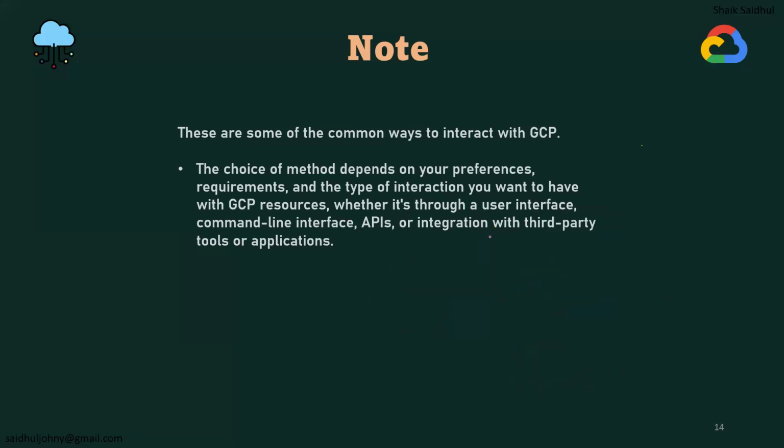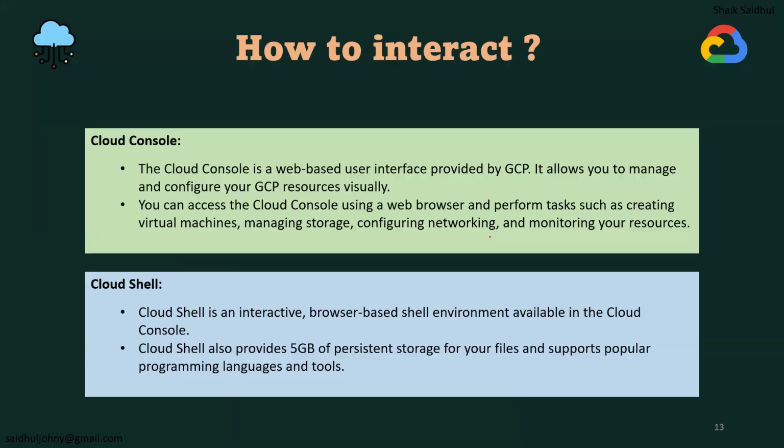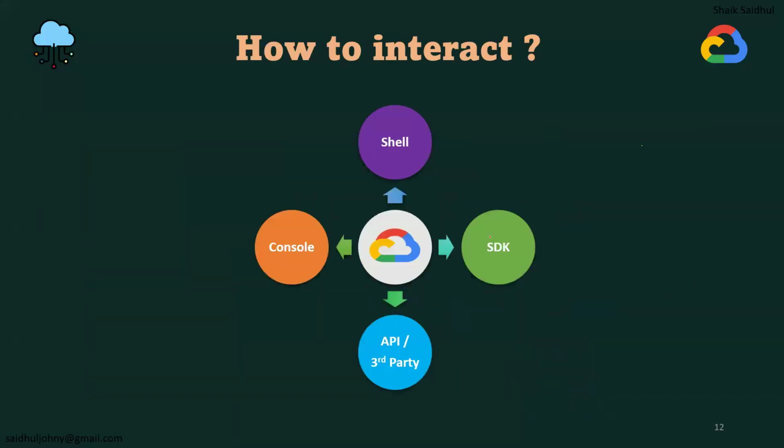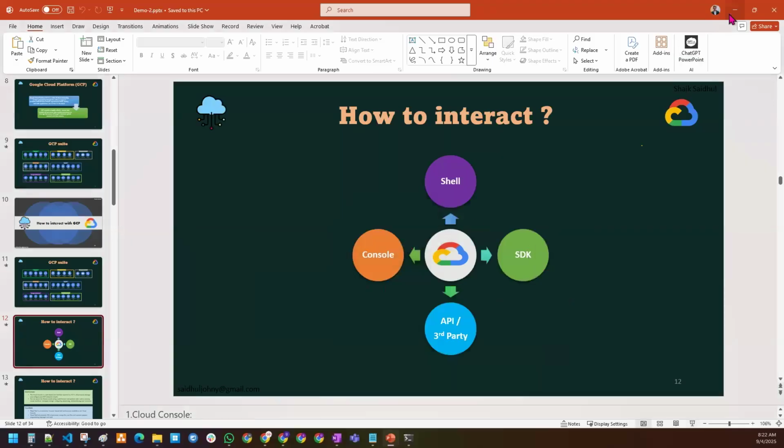Okay, so this is where we have seen whatever we wanted to see here, guys, today. That is console, cloud shell, cloud SDK, and APIs and third-party tools. Now, please raise your hand if anyone has any question. We will try to see. If anyone has any question, please raise your hand, guys. We will try to see those questions.